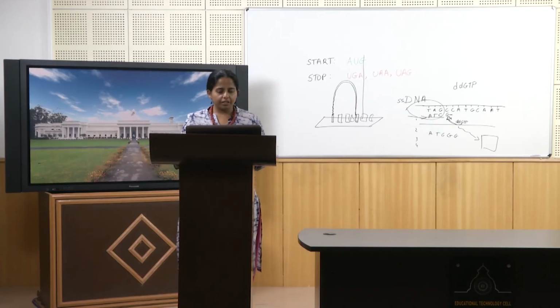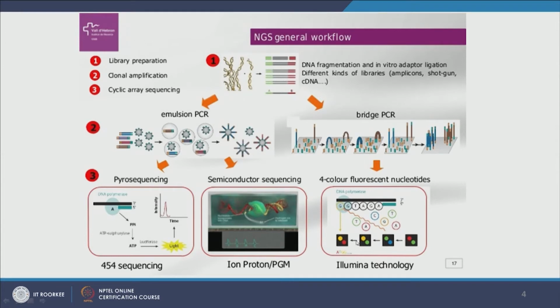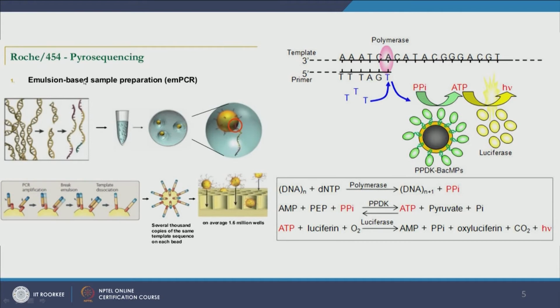Emulsion PCR is used by the Ion Proton sequencing technique, by 454 Pyrosequencing, and by Illumina sequencing. And I will be briefly going through them to tell you what the differences are in Pyrosequencing, semiconductor sequencing, and fluorescent nucleotide based Illumina sequencing. So let us look at Pyrosequencing.